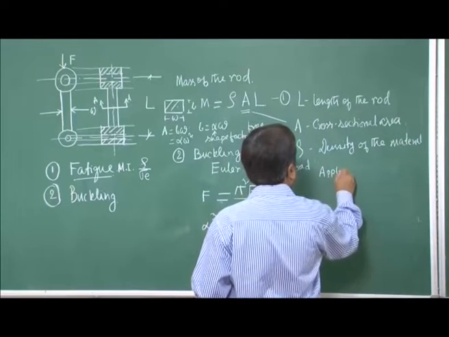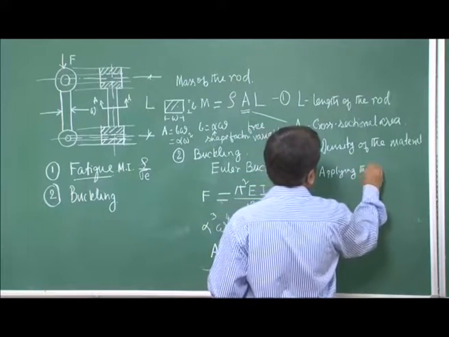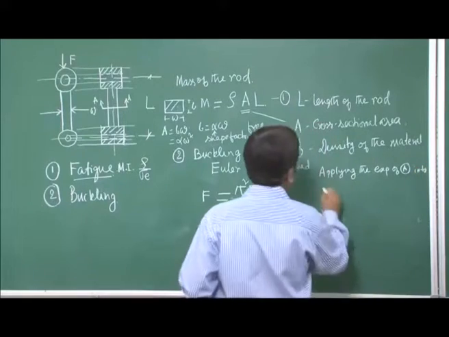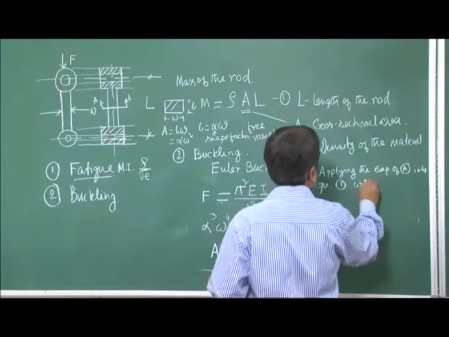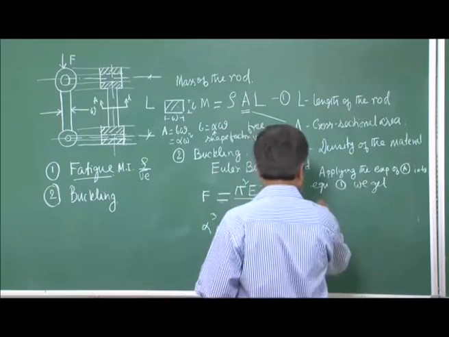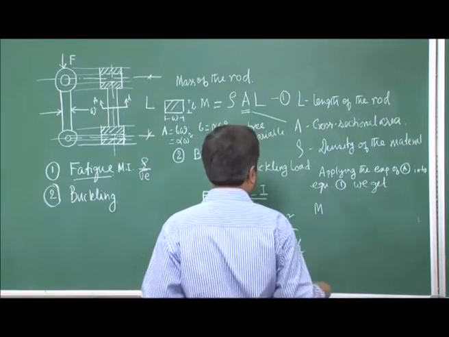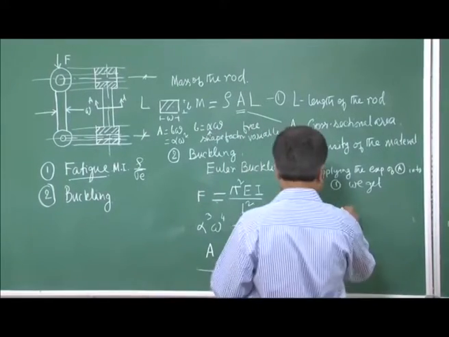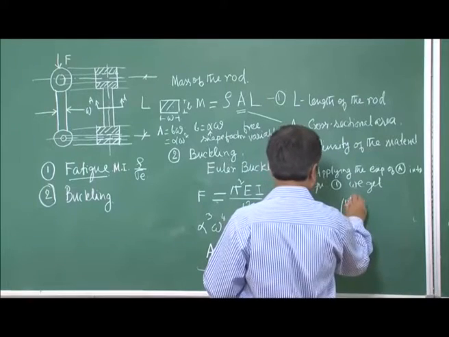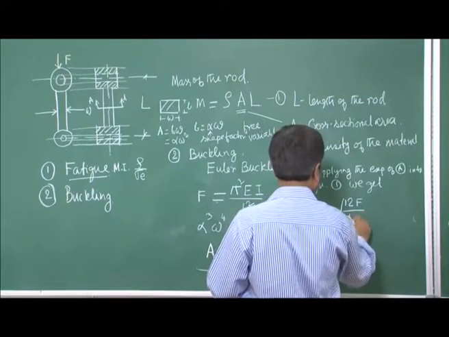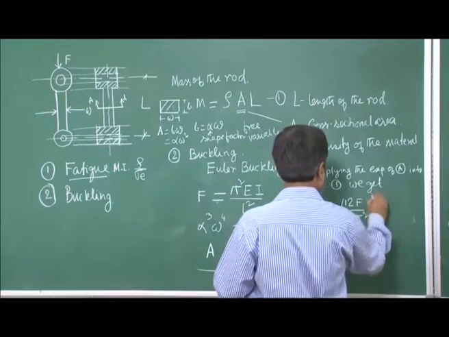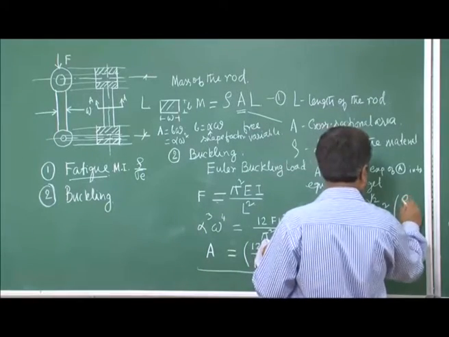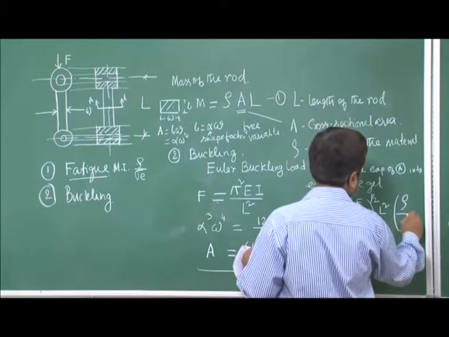Applying the expression of A into equation 1, we get M. Let us say in the first case the mass is M1, then in this case the mass is M2, and we can divide it into parts again: 12 F over alpha pi square, under square root, L square, and rho over square root of E.